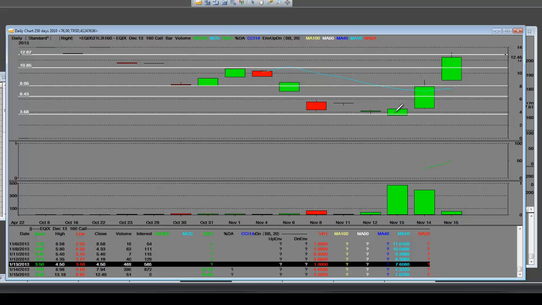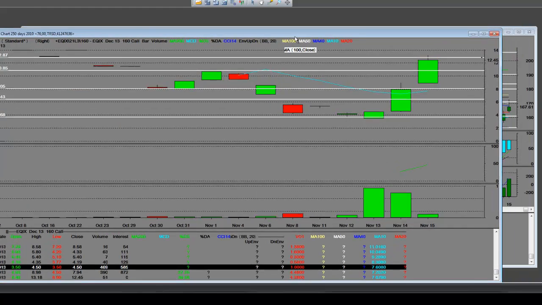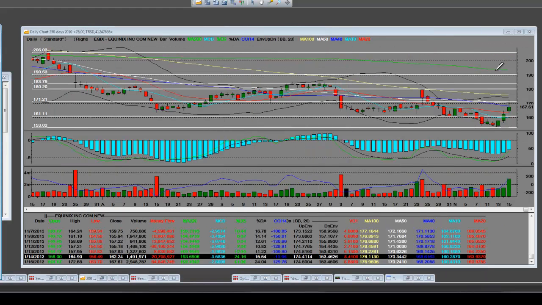They needed to be bought down here. We're going to be looking at how to get into this call on pullbacks. That's the call contract, EQIX 160 December regular call. Based at major resistance levels, we're going to be buying the dips.